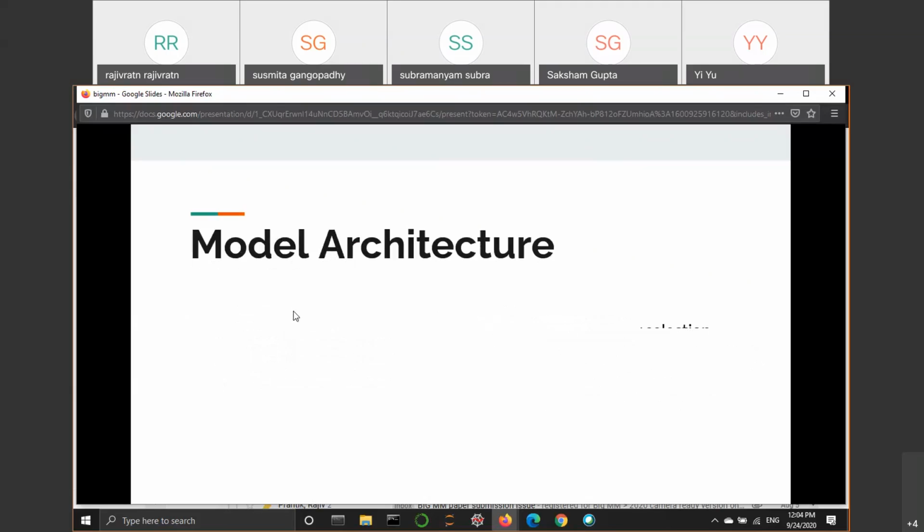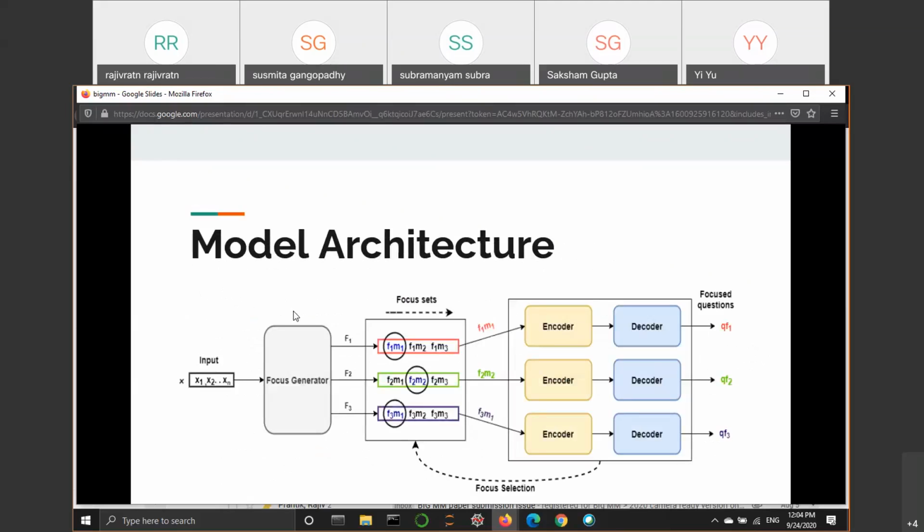After that, here is basically the model architecture that we have used. We can see that this is a traditional encoder decoder model. So mostly the work that we have done is on the focus generation part. We have introduced a new module called the focus generator module, which actually helps us generate diversified questions.